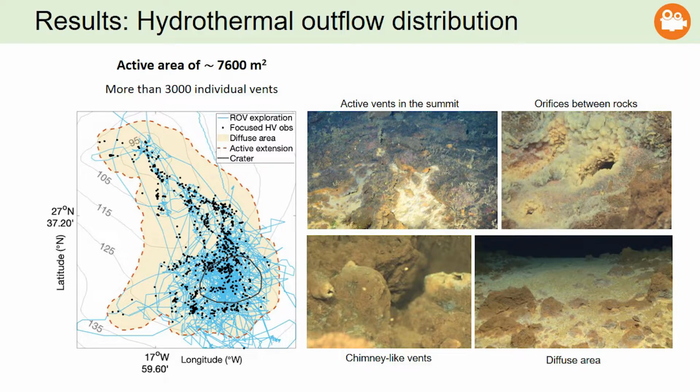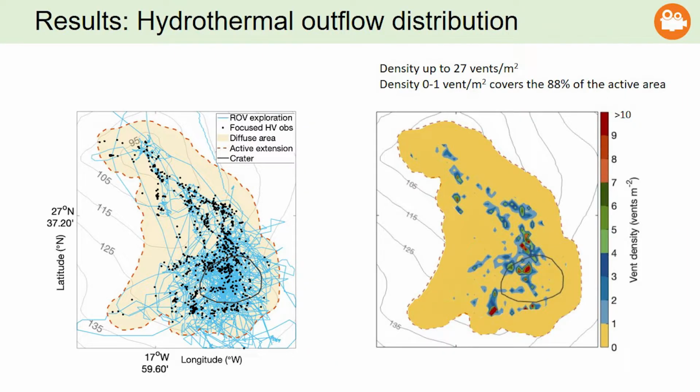From these dots, we could estimate the density of individual vents, and you see that they are not evenly distributed along the whole active area. They occupy mainly the central area, like a crest going up to the summit. And we also observed that the vent densities varied from 0 up to 27 vents per square meter.